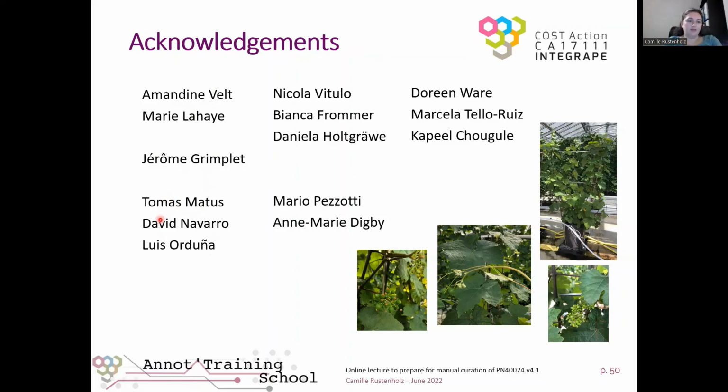The group of Thomas Matheus with David Navarro and Luis Orduna, who helped a lot with the Apollo as well, and to draft the guidelines. Nicola Vitulo, Bianca Framer, Daniela Olgrave for the annotation pipeline that we used. The group of Doreen Ware, Marcella and Camille, who were involved in developing the gene tree interface that we are going to use. And they helped us a lot to give us some feedback on how annotation was thought and performed in other plant species. So this was a very useful feedback.